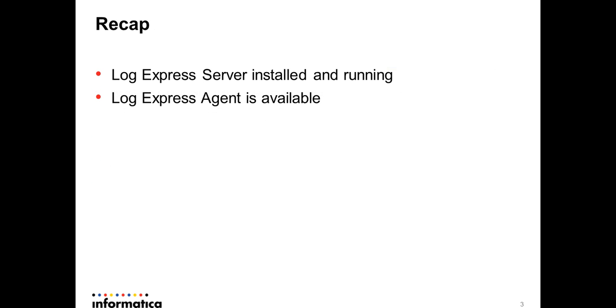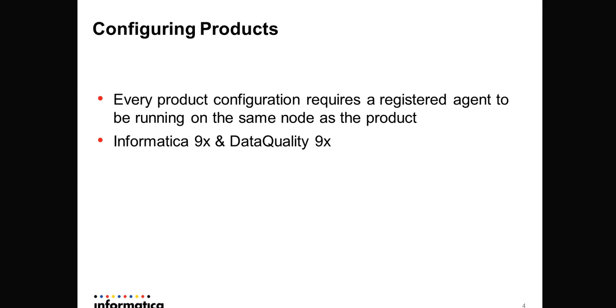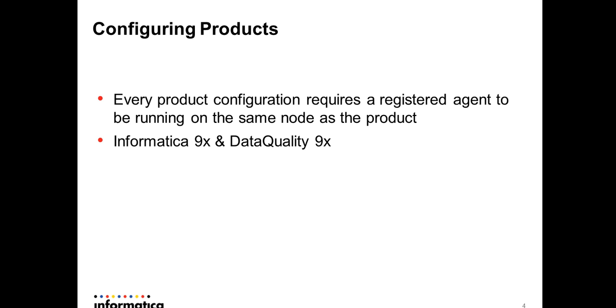Log Express consists of a server and an agent. Before configuring a product, we need to be sure that the Log Express server is up and running and the agent is also available. Let's verify the same. I'm logged into the Informatica Log Express server and I see the agents available. Log Express needs to be installed on every node of the domain. Every running agent requires a product configuration.